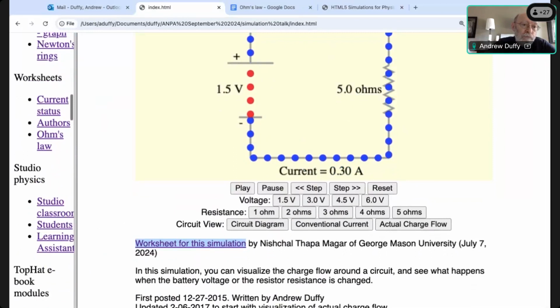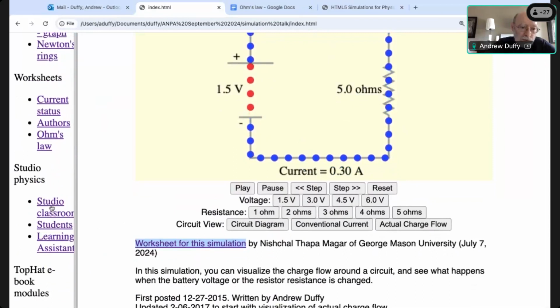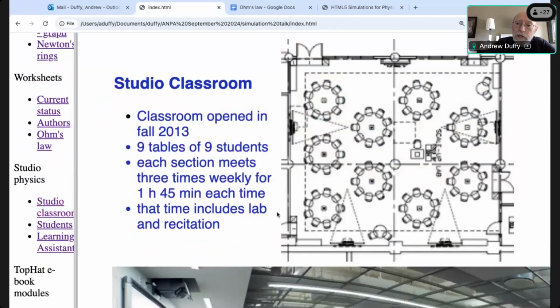Okay. Yeah, so we have a studio classroom. Rudra was just talking about the classroom they have at WPI. So we have one that we've been running since 2013. Here's kind of a schematic view. There's 9 round tables of 9 students each. That's 81 students in our classroom.